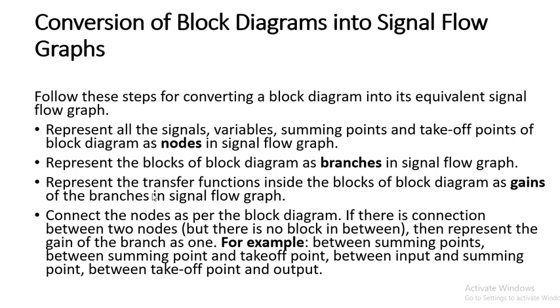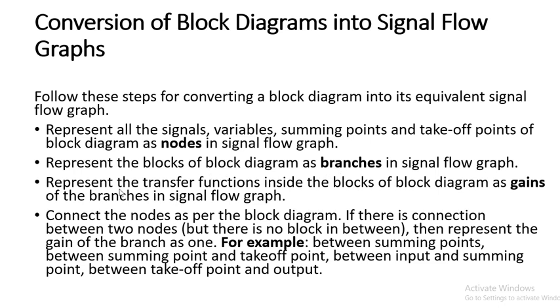The next thing is that you have to represent the blocks of a block diagram as branches in a signal flow graph. Means suppose there are a number of blocks in the block diagram, like G1, G2 that we have seen. So we have to represent each block with the help of a branch. Why? Represent the transfer function inside the block of a block diagram as the gains of the branches in a signal flow graph. Generally the block is representing gain and the branch is also having gain. So that's why we have to replace the blocks with branches.